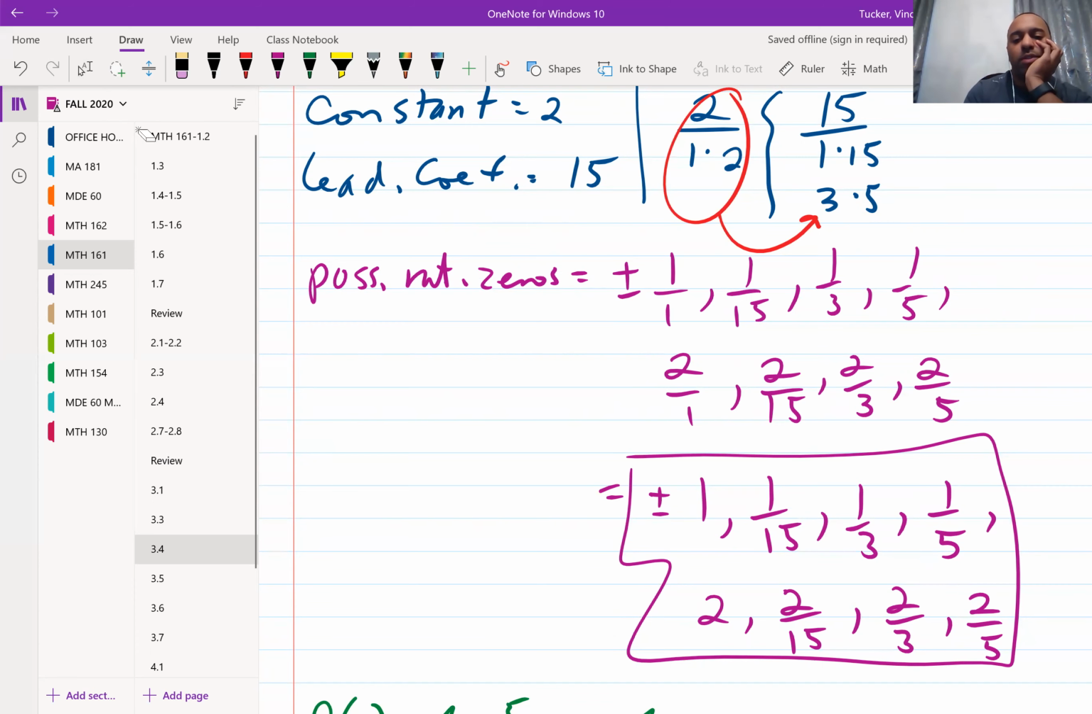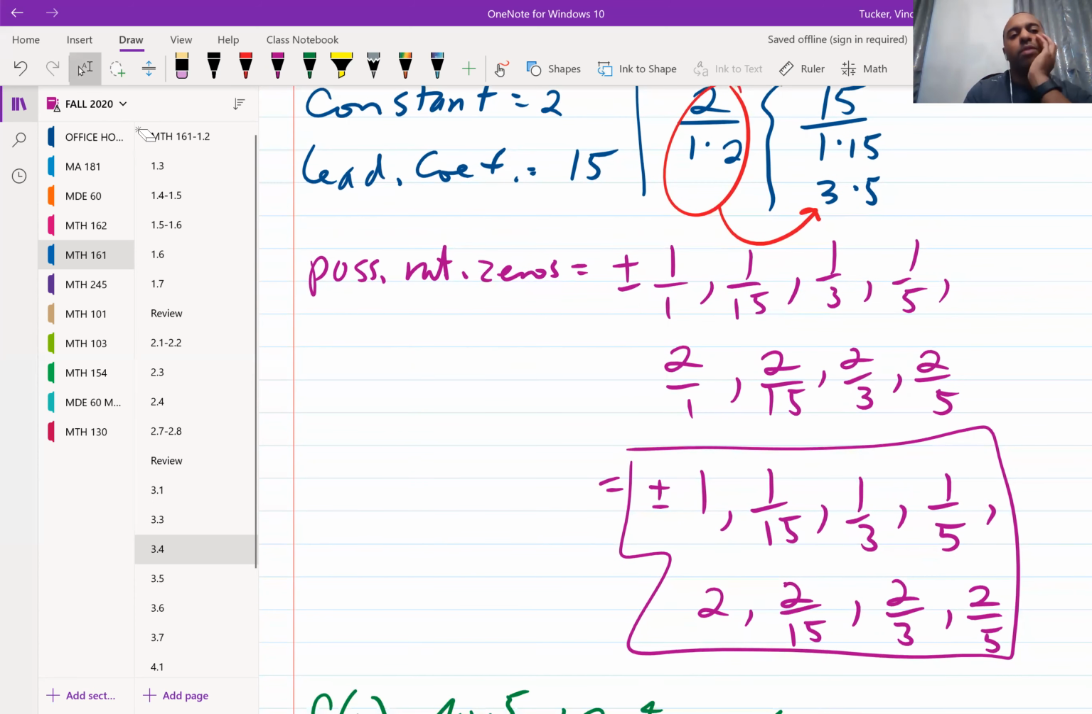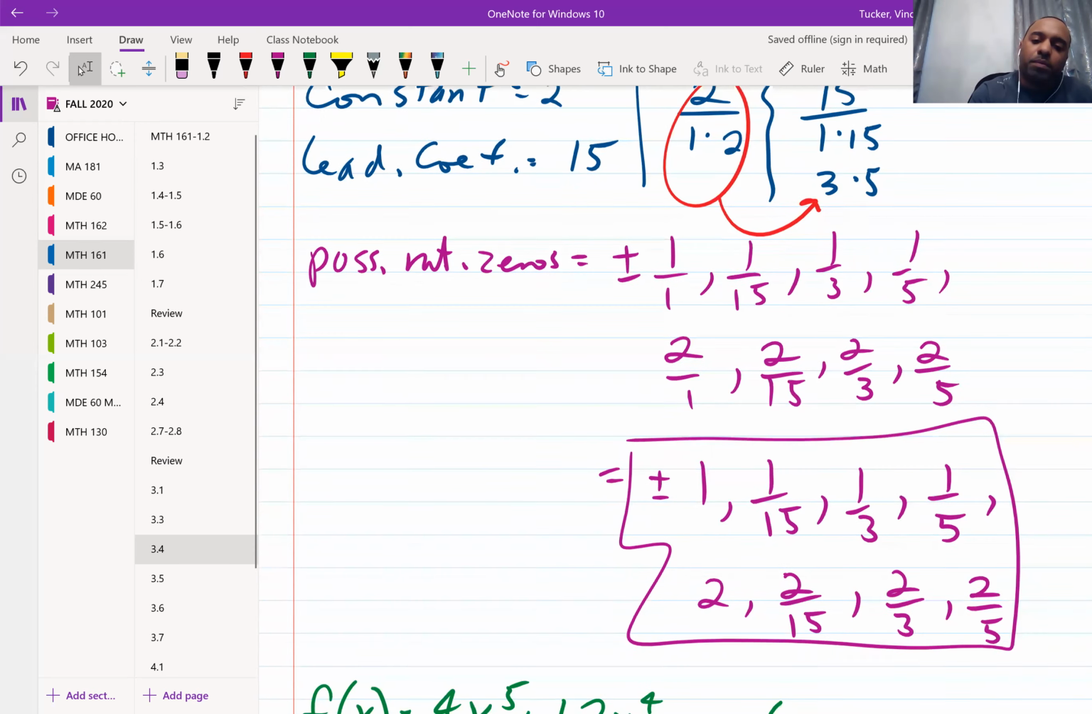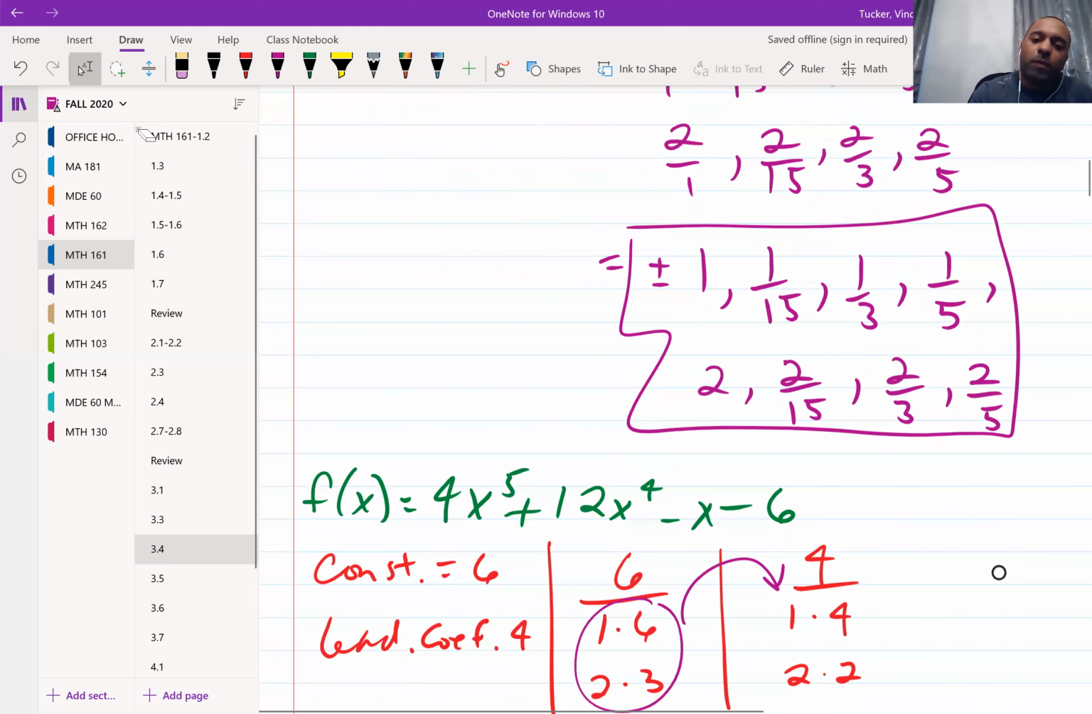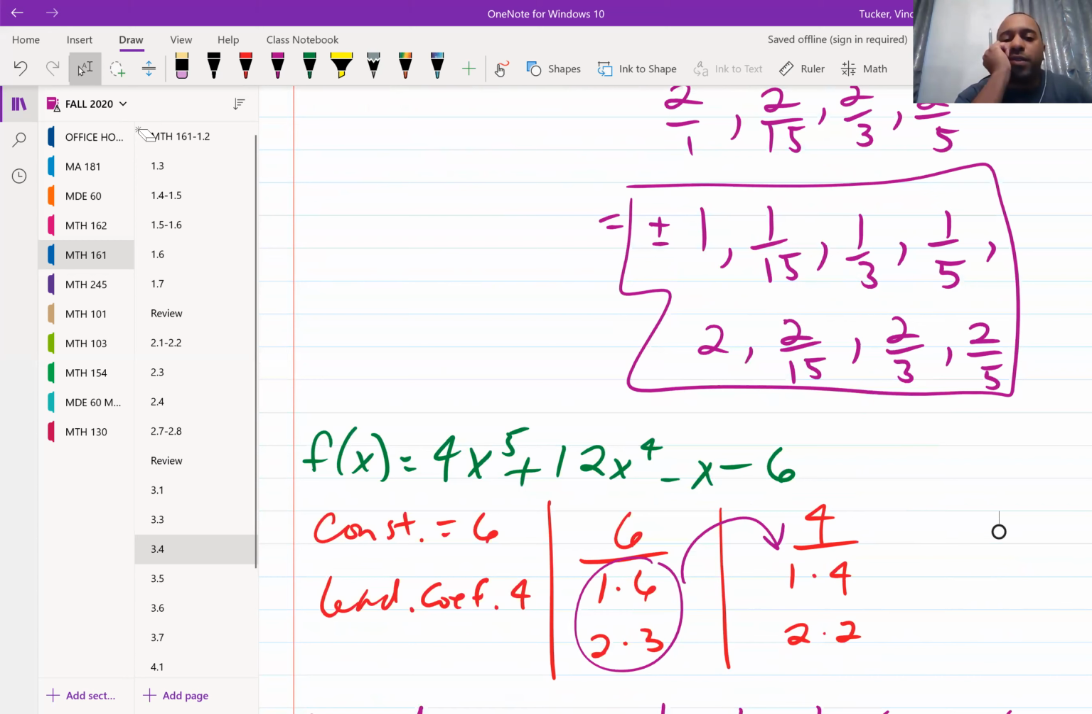All right, questions on that before we do another one? Once again, you find the factors of your constant and place them over each one of the factors of your leading coefficient. All right, next one: 4x to the fifth plus 12x to the fourth minus x minus 6. My constant is 6. The leading coefficient is 4.